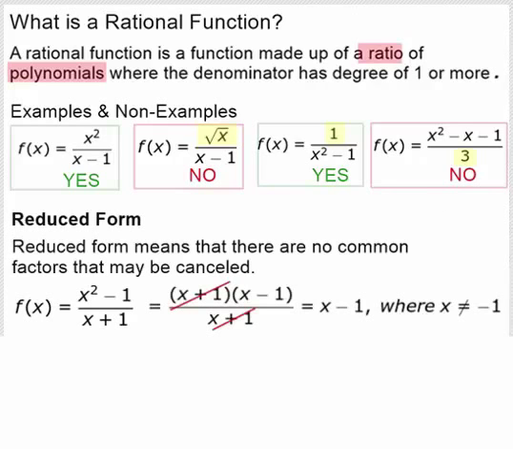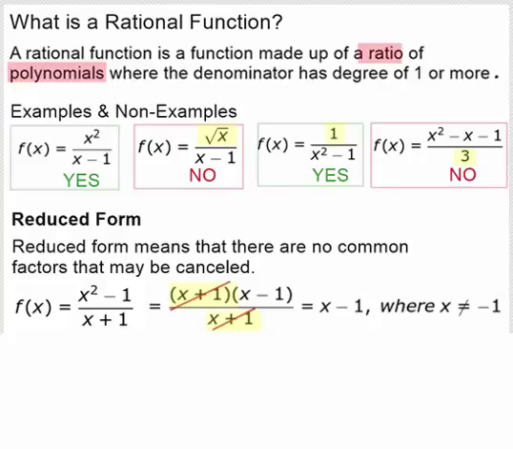A rational function is said to be in reduced form if there are no common factors that may be canceled. Here is an example. F of x equals x squared minus 1 over x plus 1. The numerator factors as x plus 1 times x minus 1, and the x plus 1's cancel out, leaving x minus 1 with the condition that x is not equal to negative 1.